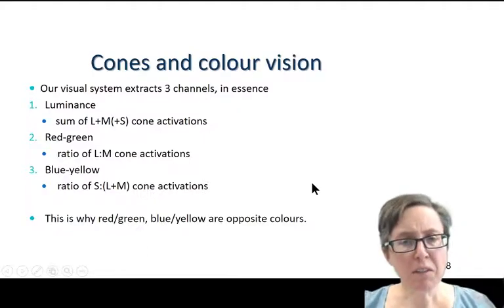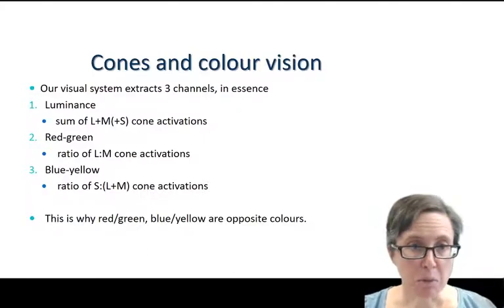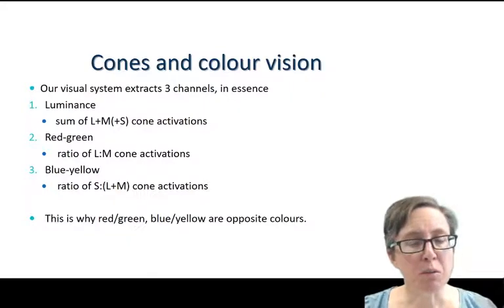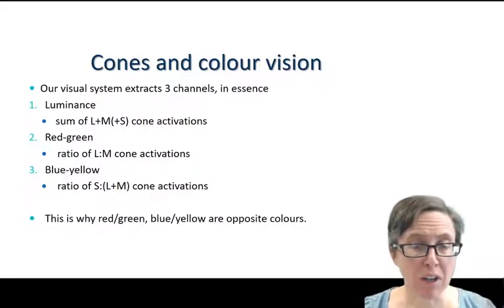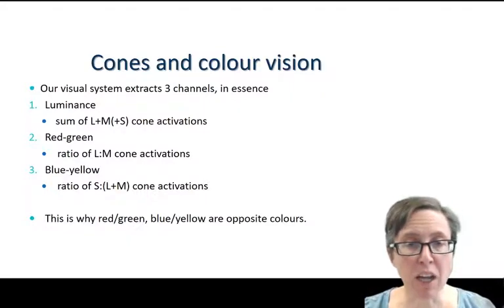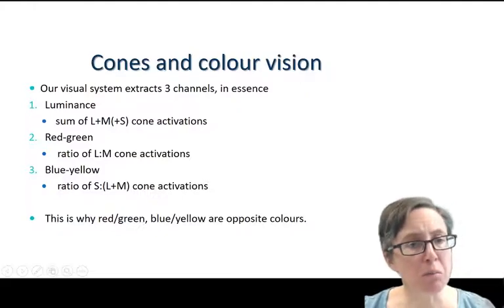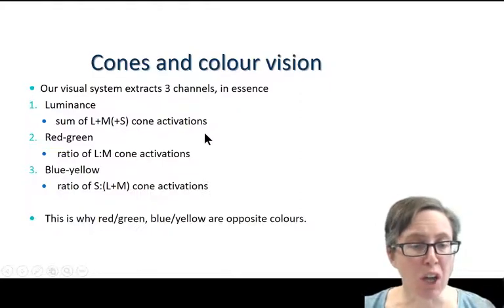So given these 3 cone types that we have, our visual system combined them so as to extract essentially 3 different channels, 3 ways of getting information about the visual world. One is simply luminance, and you can think of that as the sum of all the cone activations.